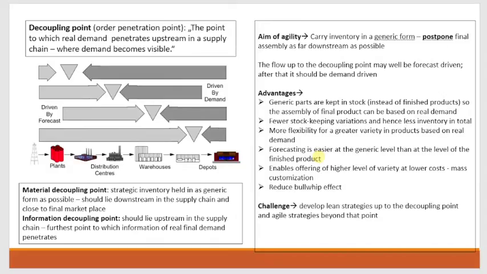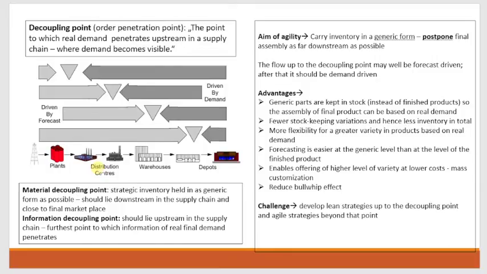And overall, this will reduce the bullwhip effect. The challenge, however, is here, as I already mentioned earlier, to develop lean strategies up to the decoupling point and agile strategies beyond the decoupling point. When it comes to the decoupling point, again, there are two different decoupling points.